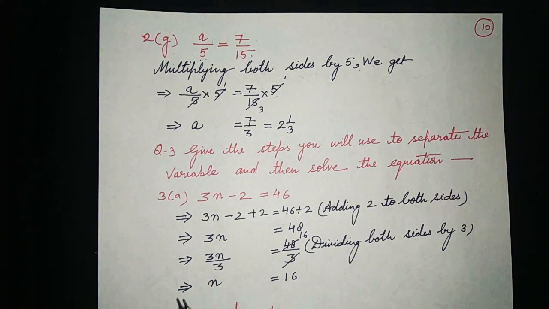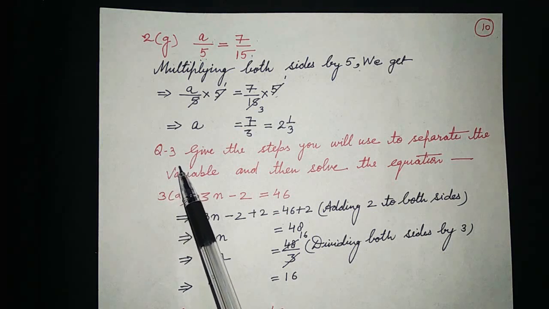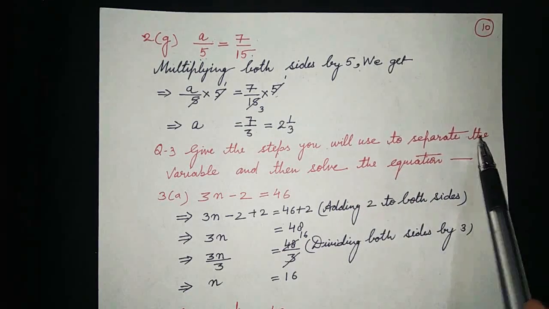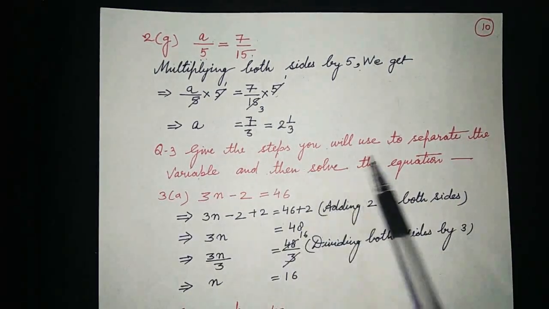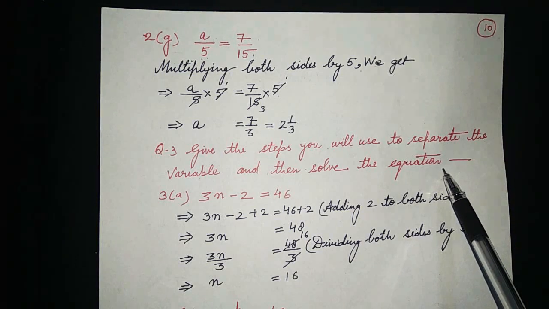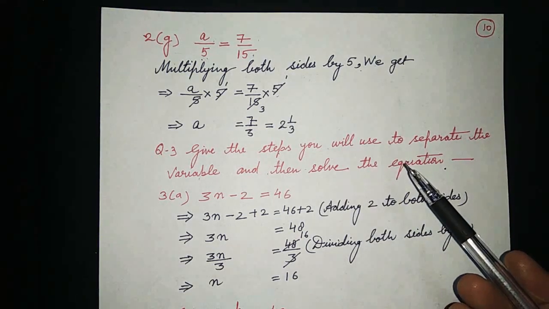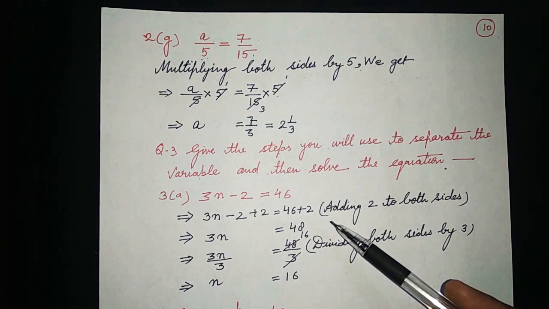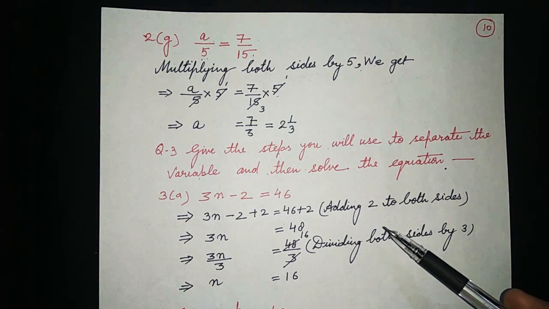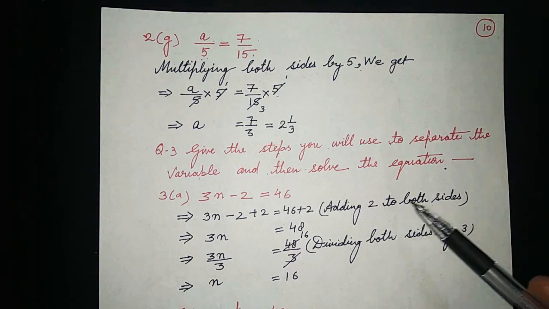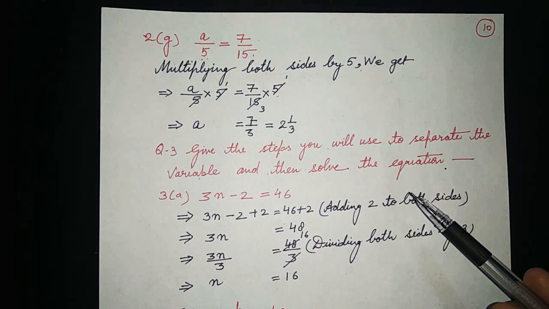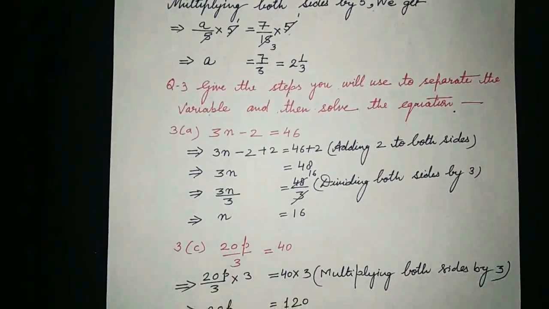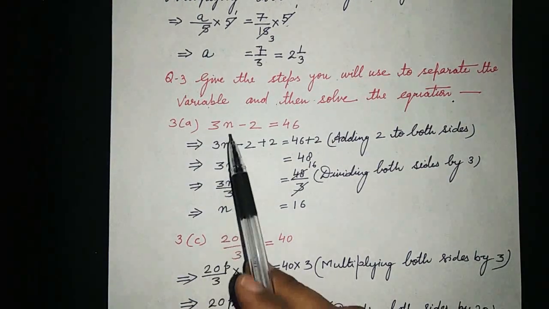Now students, see the question number 3. Question 3 is, give the steps you will use to separate the variable and then solve the equation. Just like question number 1 and 2, you will solve this question also. But here you will use some more steps. You will use more than one step. Now how you will use? See the A part of the question.